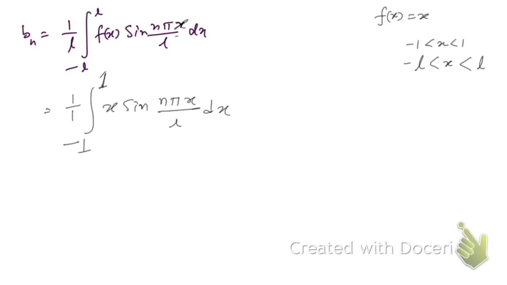Now the sine function is an odd function and x is also an odd function. The product of two odd functions is an even function. And we can obtain such an integral in this way: you can write this integral as 2 times, instead of writing minus 1 to plus 1, you can write 0 to 1, then x sine of n pi x by l dx. That's what we have got.